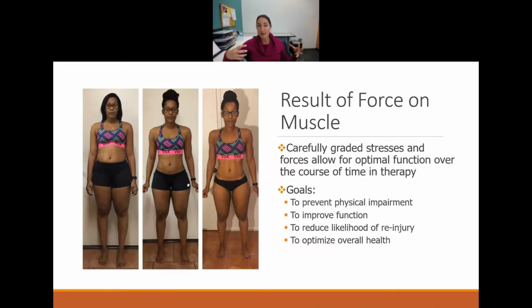Now, this was, I'm sure, just personal training type of activity. This doesn't look like there's any injury, but the same occurs with muscles that are injured. This didn't happen overnight. This was a long-term thing. So you have to carefully progress a patient slowly in order to slowly build and transform their body, not just to look better, but to function better, be stronger. These are the same goals as earlier. What we want to do is to prevent physical impairment, improve function, reduce likelihood of re-injury, and increase their overall health.